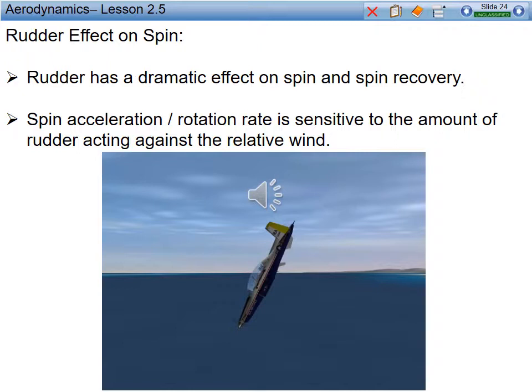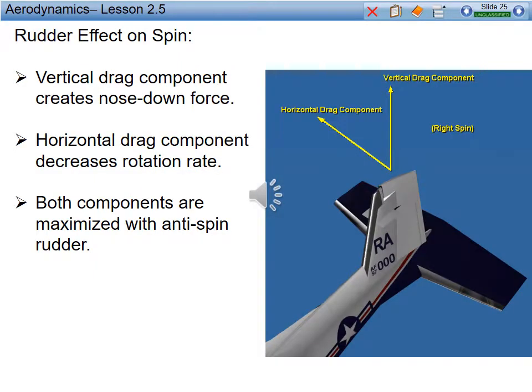Rudder has some effects also. It has a dramatic effect on the spin and spin recovery. Therefore, I'm going to make sure I'm putting my rudders neutral. If I put them in the opposite direction, it'll help dampen it out. If I put them in the same direction, it's going to help accelerate.